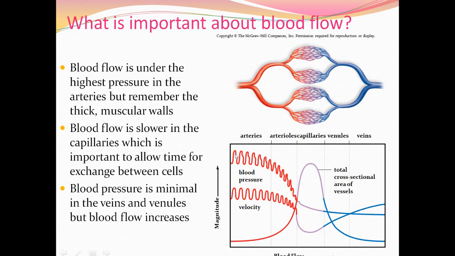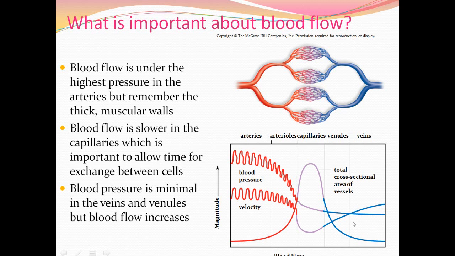Okay, so let's just look at this line. This is arteries, and then here's veins. I just want you to get the idea that the blood pressure is much higher in the arteries, slows down in the capillaries, and is low in the veins. And this is speed. So it's moving through the arteries pretty fast, really slows down in the capillaries, and then it kind of picks back up in the veins.